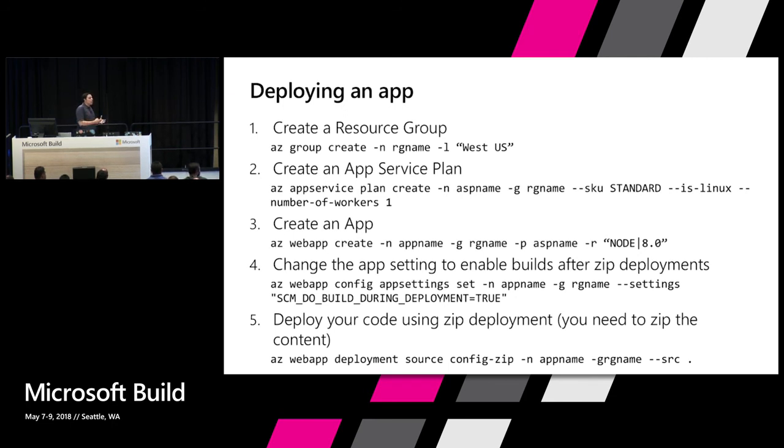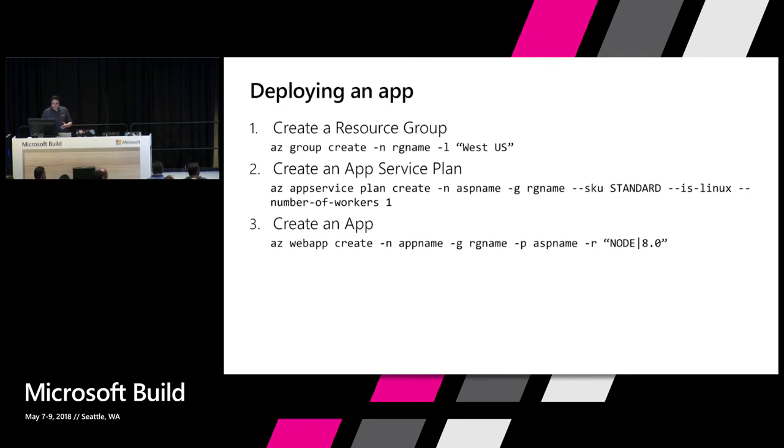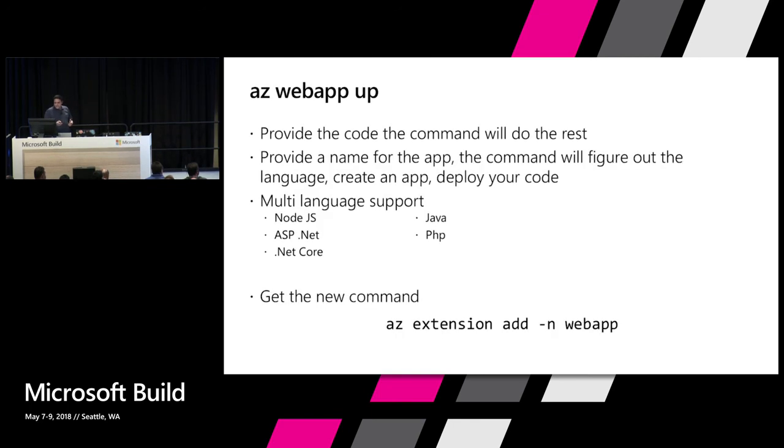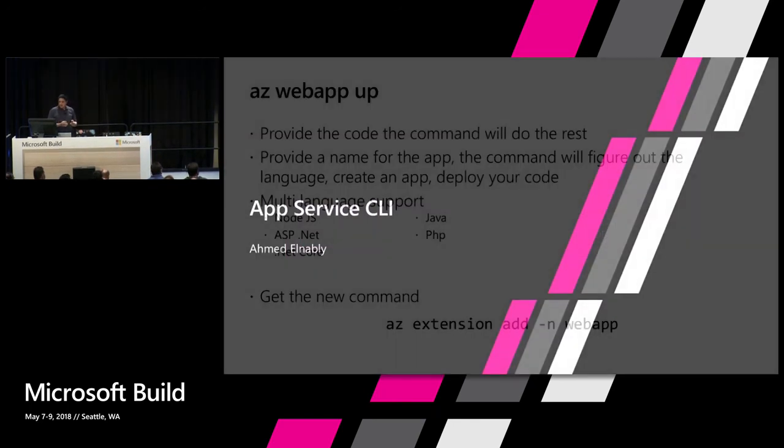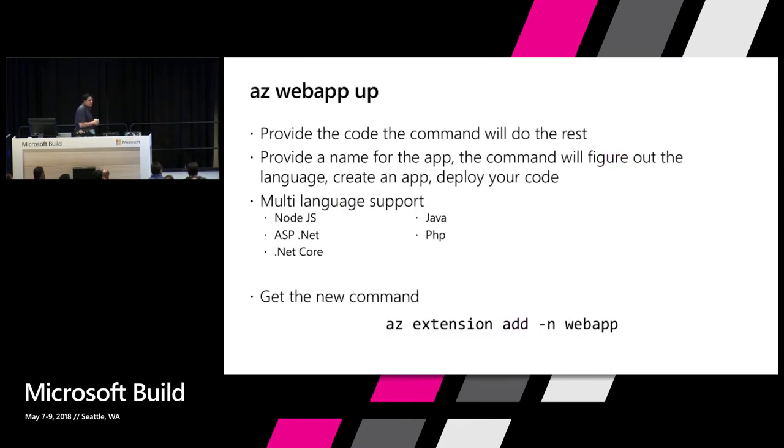Or you just have code and you want it to work. So we shipped, okay, let's just go back. Okay, here we go: az webapp up. How do you get to az webapp up? First, you need to get it through the extensions. If you install the extension, az extension add webapp, you'll also get az webapp up. You'll get the experience for SSH and the experience for snapshots, which I will actually talk about right after this.